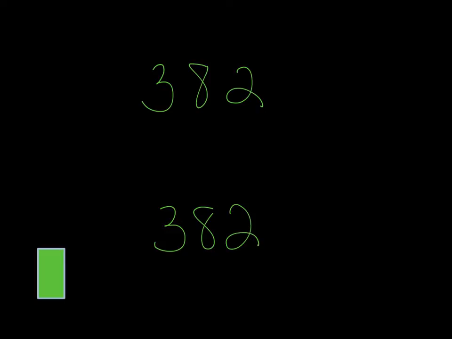All right, let's do some more examples. So I'm going to round this same number. This time let's do 382. So write that number down twice. The first time we're going to round it to the nearest 100.